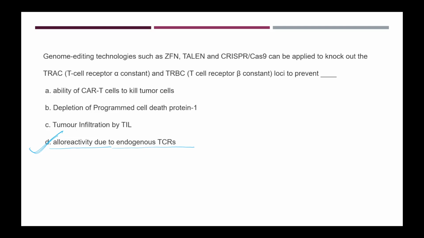So these particular technologies are being used, and these particular proteins, T cell receptor alpha and beta, are knocked out to prevent alloreactivity, because universal CAR T cell therapy is being used nowadays. To avoid alloreactivity from one patient to another patient, these particular endogenous receptors are being deleted from the T cells.